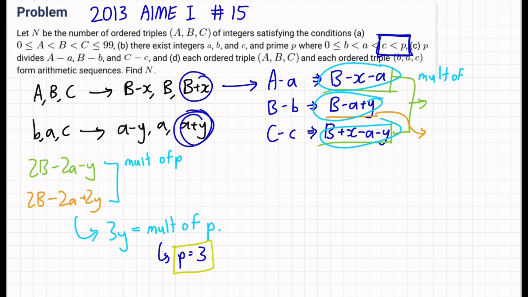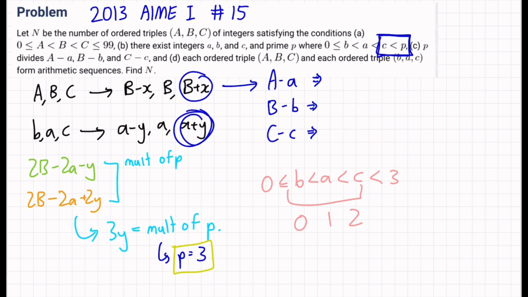If P equals 3, rewriting this, we get 0, and then b, a, c, and then 3. That means these three can only be 0, 1, 2. So now that we know b is 0, a is 1, and c is 2, we can substitute these values into the a's, b's, and c's over here. This is going to be B minus X minus 1. This is just going to be B, because b is equal to 0. And C minus c, where C is B plus X, is B plus X minus 2.